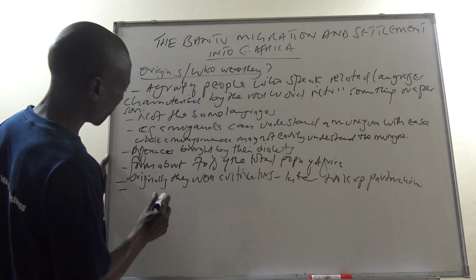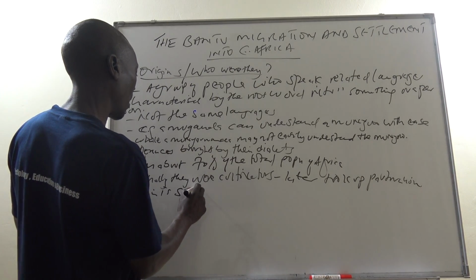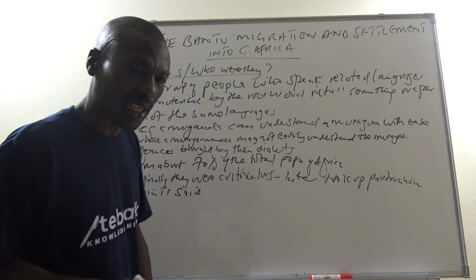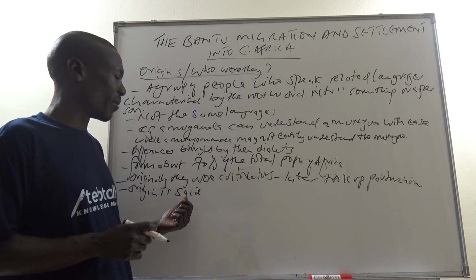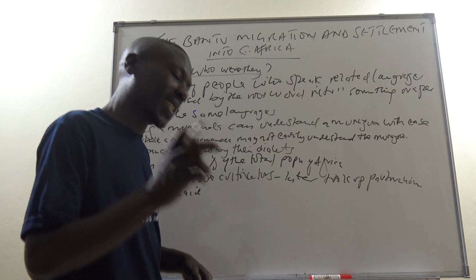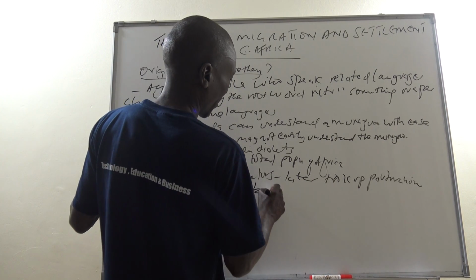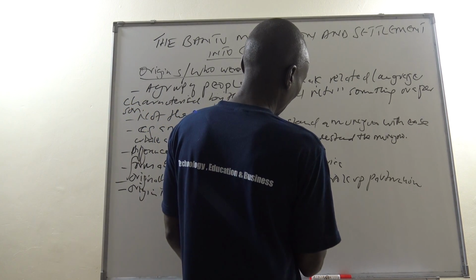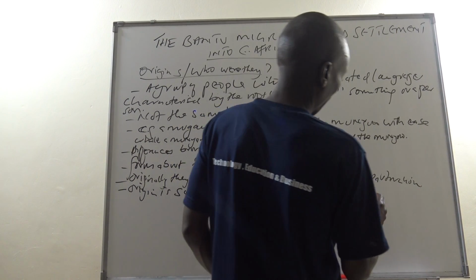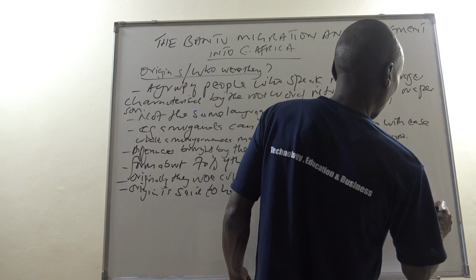We are told that their origin is said. This word is applicable in history. Is said. Most likely, probably. You cannot use this kind of grammar in science subjects. This is history. Said to have been, because there is uncertainty, said to have been the Niger Benue or Cameroon Highlands.